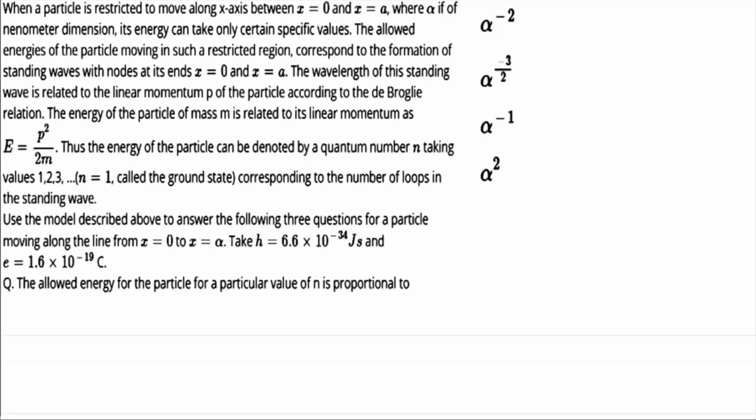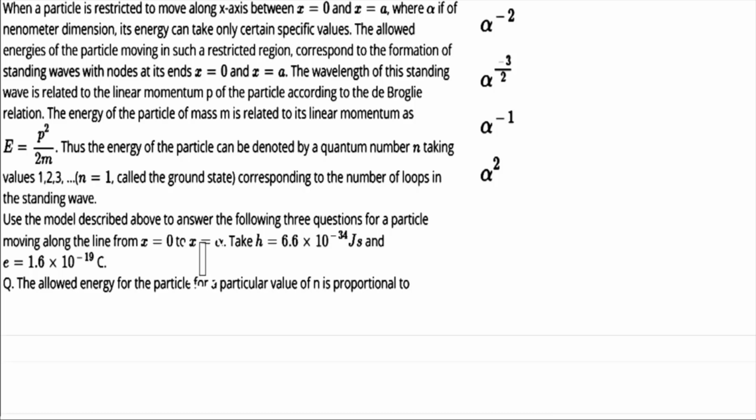Hello, we are given with a question, and the question says when a particle is restricted to move along x-axis between x equals to 0 and x equals to a, where a is in nanometer dimension, its energy can take only certain values, specific values. The allowed energies of the particle, this is x equal to alpha. Energies of particle moving in such a restricted region corresponds to the formation of standing wave with nodes at its end x equals to 0 and x equals to a.